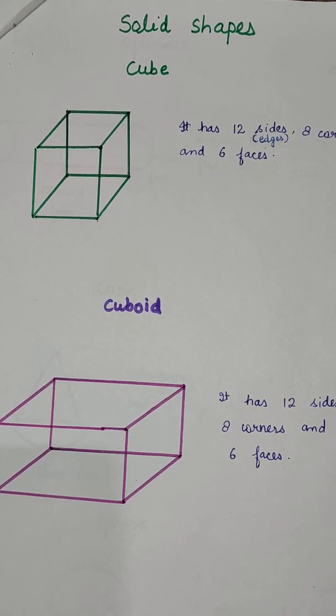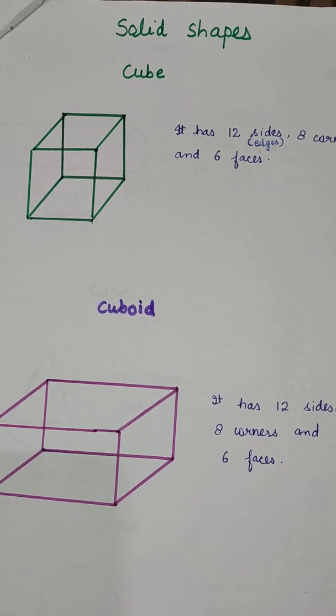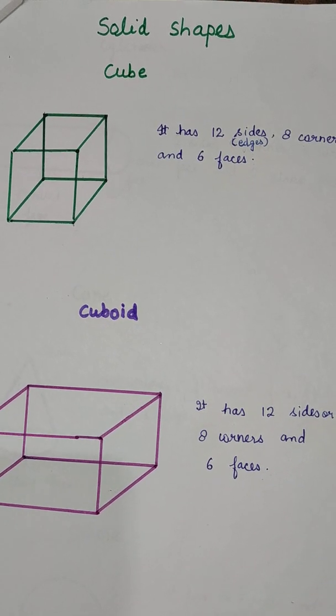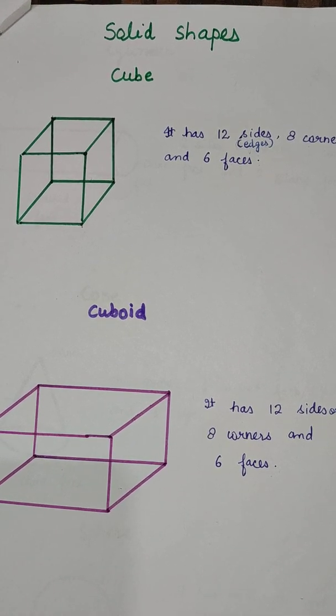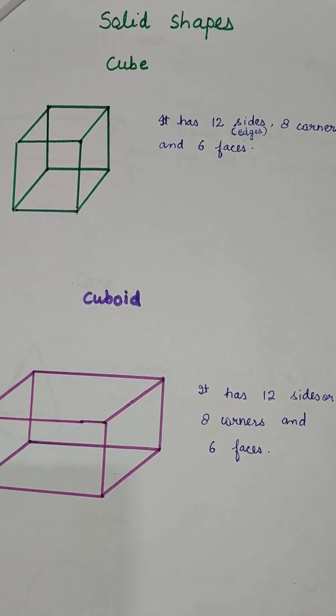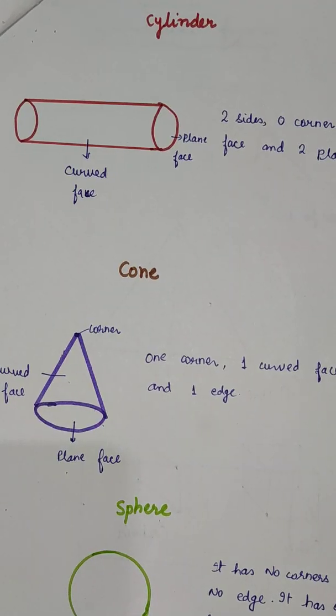Now solid shapes, cube: it has 12 sides, or we can say edges. So sides and edges are the same. It has 12 sides, 8 corners and 6 faces. Cuboid, it has 12 sides or edges, 8 corners and 6 faces.